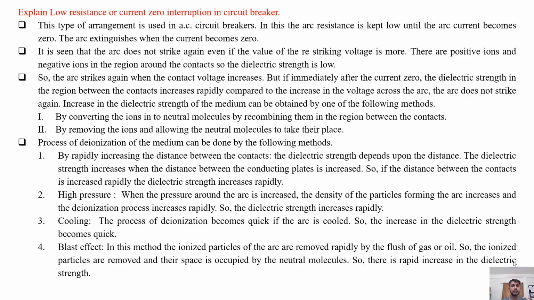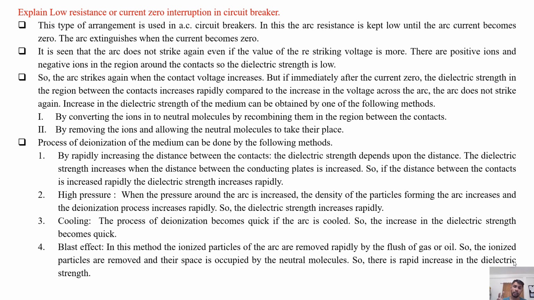Explain low resistance or current zero interruption in circuit breaker. So this type of arrangement is used in the AC circuit breakers. In this, the arc resistance is kept low until the arc current becomes zero. The arc extinguishes when the current becomes zero. It is seen that the arc does not strike again even if the value of the restriking voltage is more, because the rate of dielectric strength buildup is high.